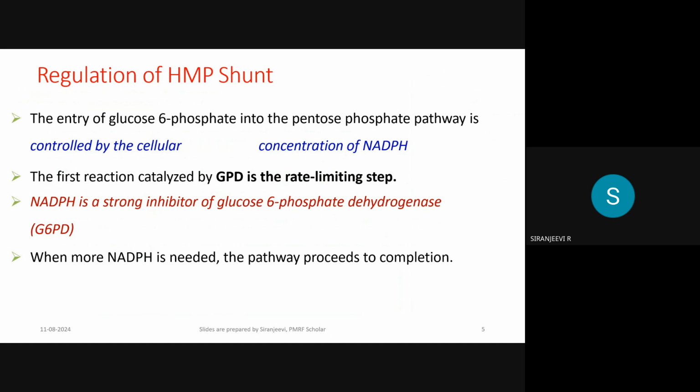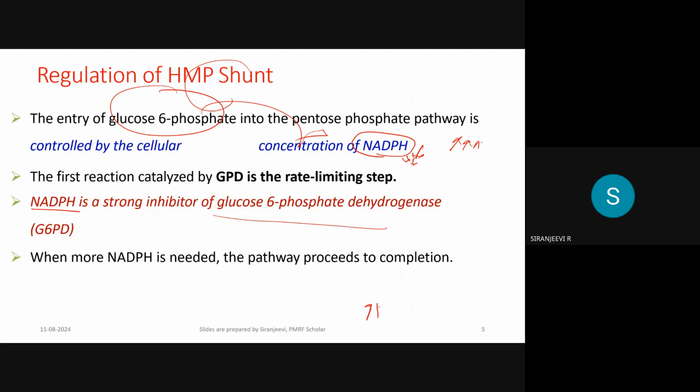That is one such hormone that we are going to talk about in the next slides. So the entry of glucose 6 phosphate into the pentose phosphate pathway is controlled by the cellular concentration of NADPH. If the level of NADPH is low, then we need more glucose 6 phosphate to produce NADPH.